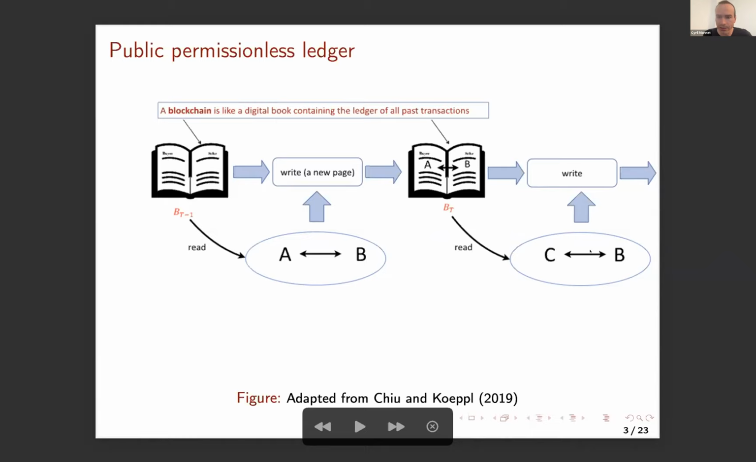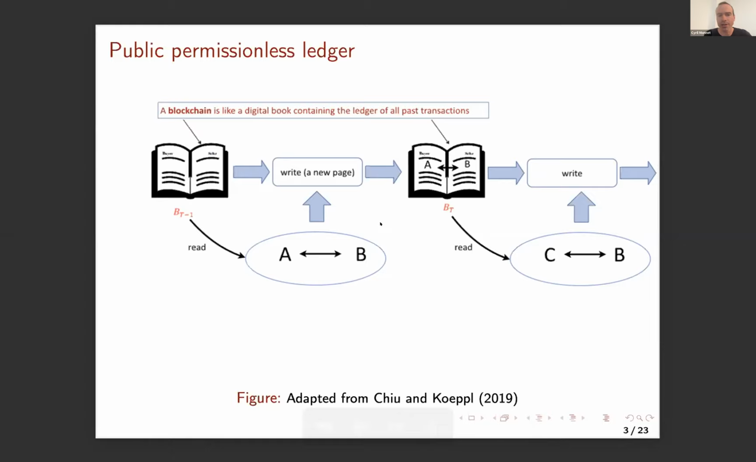Okay, so what is striking is the fact that every agent can read past transactions. They can read the history of transactions, and any agent can actually write new transactions on the blockchain. So this is what we call a public and permissionless ledger. It's public in the sense that everybody can read, so download the ledger on their computer and read it, and it's permissionless because everybody can write on the ledger. So everybody has the right to write on the ledger.